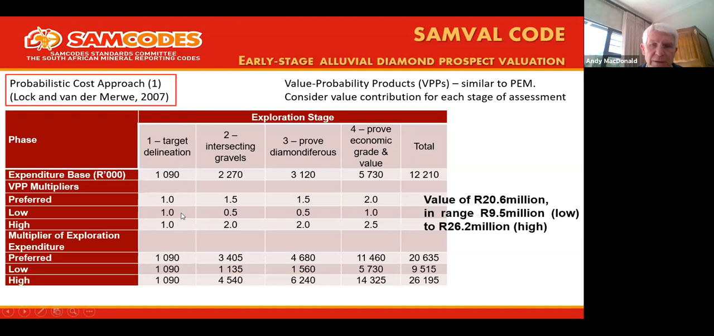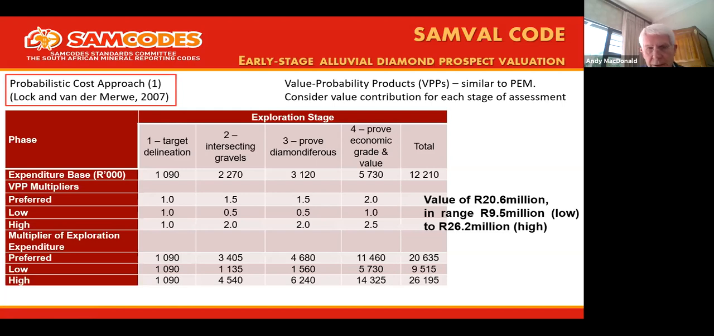So target delineation on that west bank of the Orange River to find gravels, well, it's likely to be very successful, that I should find targets there. That I actually intersect gravels, well, I expect that, but I've got a low and a high. And so I go through, apply these different probabilities for each stage. Those probabilities get multiplied by the expenditure base and then just added up together. And so this gives me now a range of 9.5 to 26 million rand with a value of 20 million rand as the probability value for this under this method.